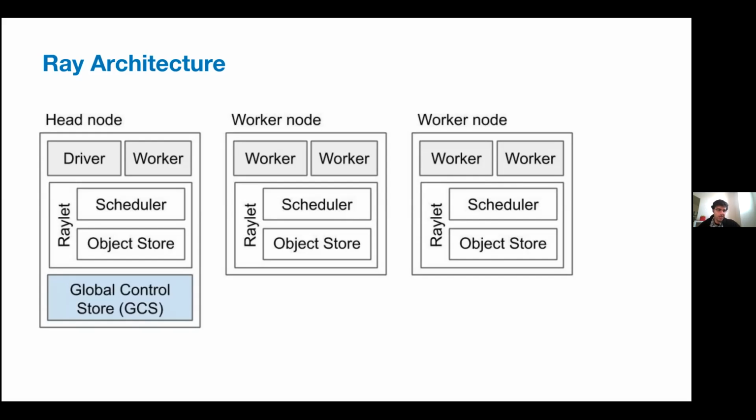Along with the object store, the head node will also maintain the global control store. The global control store can just be thought of as a massive lookup table that tells you on which nodes objects are currently cached.